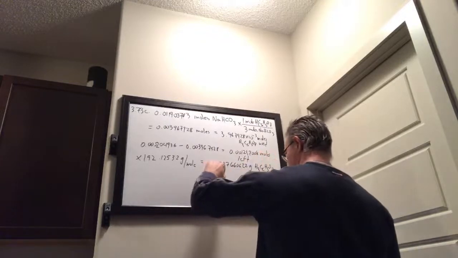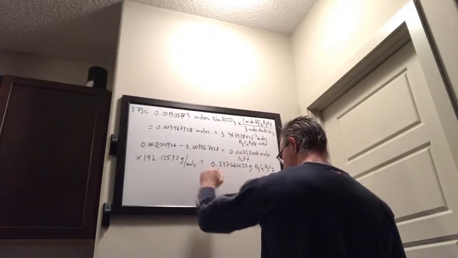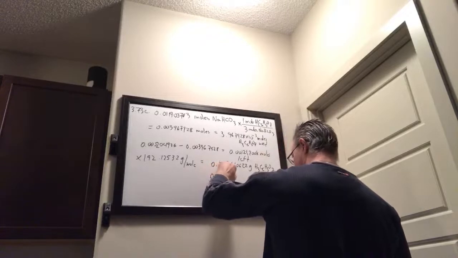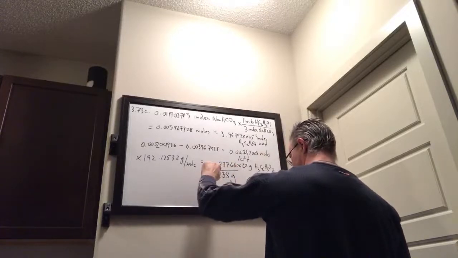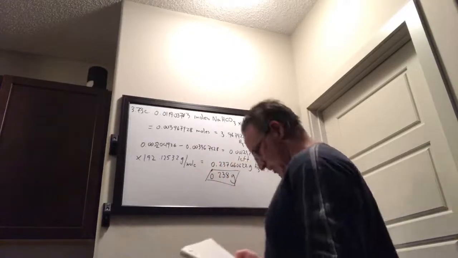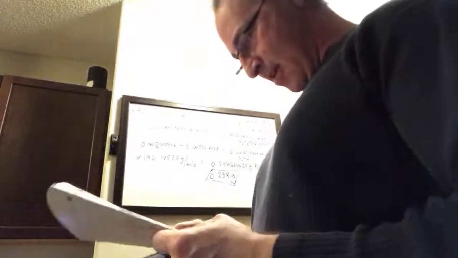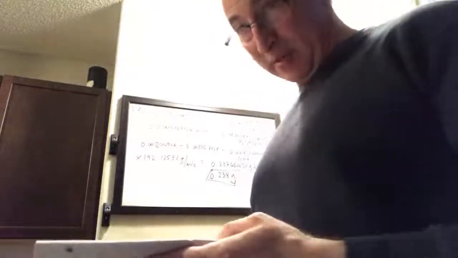So basically 0.2, you're only about 3 sig figs, so you say 0.238 grams as your final answer. Okay, anybody get that one? It's not hard in any of its individual steps. There's just a lot of steps, but you just have to keep the numbers straight.